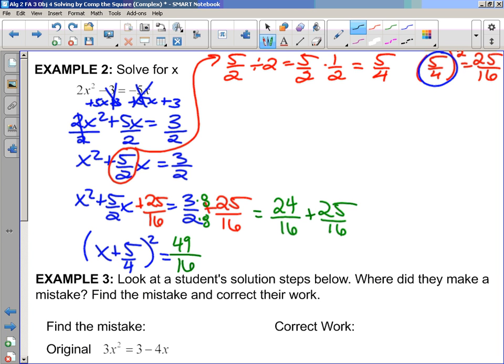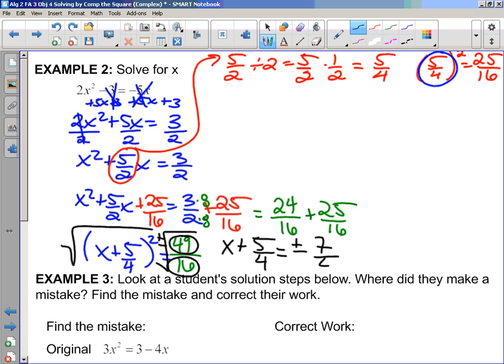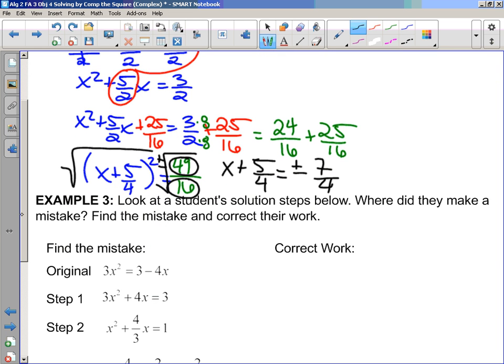Next step, take the square root of both sides, remembering positive and negative. So I'll have x plus 5/4 equals positive and negative square root of 49 is 7, square root of 16 is 4. Then to solve for x, I'm going to subtract 5/4 from both sides.